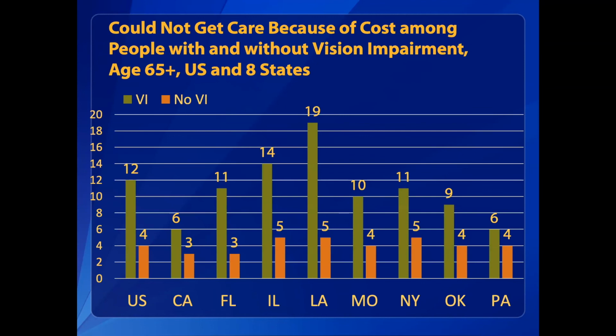Now, one question I wanted to ask was, is cost an issue of getting access to care? And again, you see that there's wide variability. Louisiana, for example, is like four times more likely to have difficulty getting access to, this is healthcare, but it means they probably have difficulty getting access to eye care as well. So there's a variability there. And next slide.